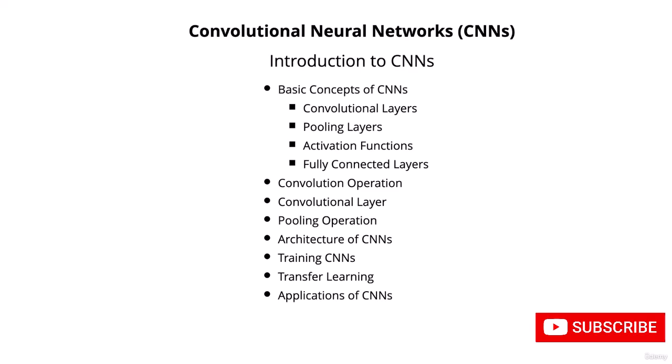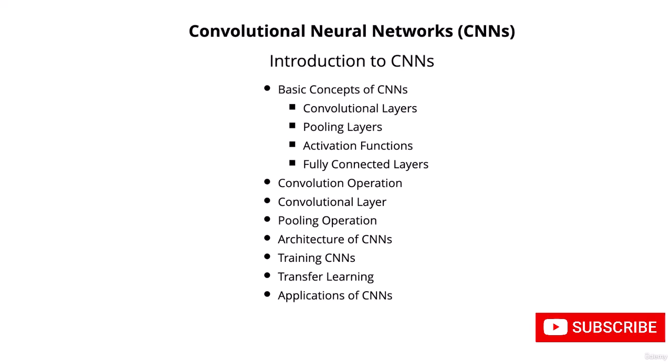The second topic is convolution operation. The convolution operation involves sliding a filter, also known as a kernel, over the input data and computing the element-wise multiplication between the filter and the corresponding input patch, followed by summation. This process extracts spatial features from the input.